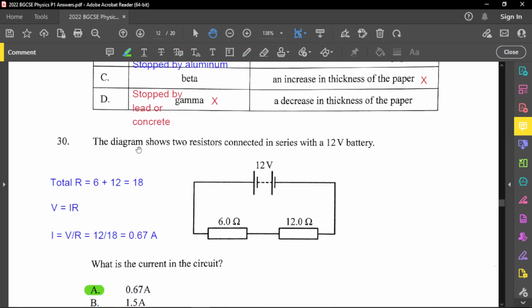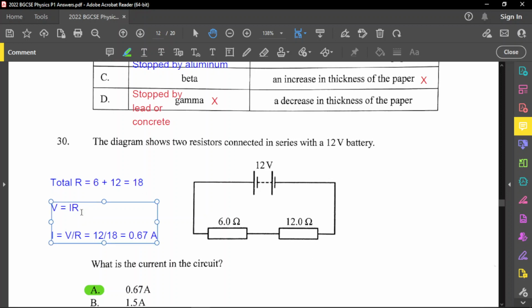For question number 30, the diagram shows two resistors connected in series with a 12-volt battery. It asks what the current in the circuit is. To find the current, you have to find the total resistance. The total resistance in this circuit is 6 plus 12, which is equal to 18 ohms.